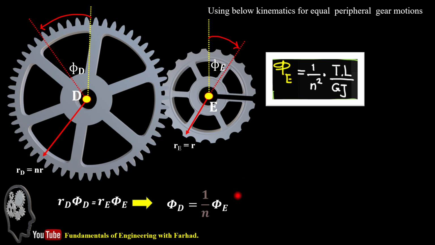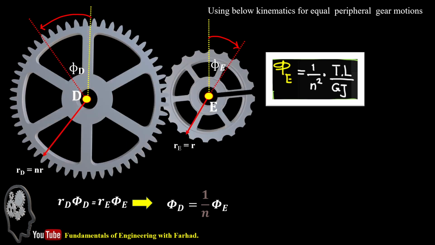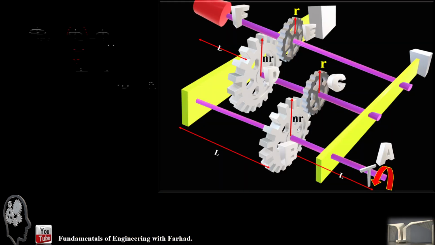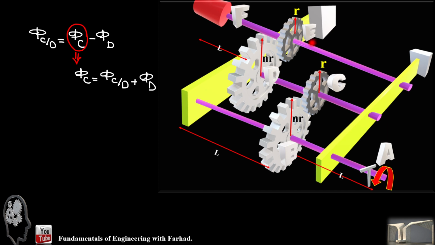GJ. If you replace this in this equation, it just gives you phi_d is 1 over n cubed times TL over GJ. So far, we started from F, came to E, came to D, from F to E to D, then let's move towards C. C with respect to D, phi_c minus phi_d, and we already get what phi_d is, that's 1 over n cubed times TL over GJ from the last part.